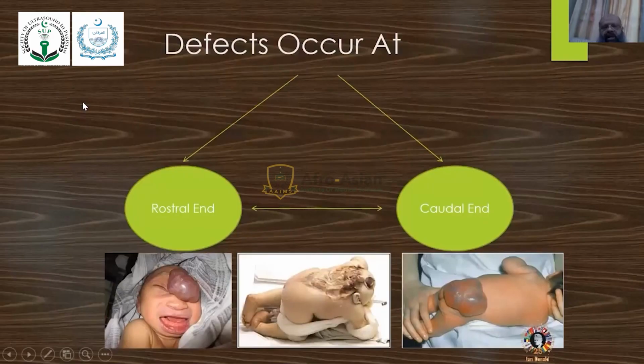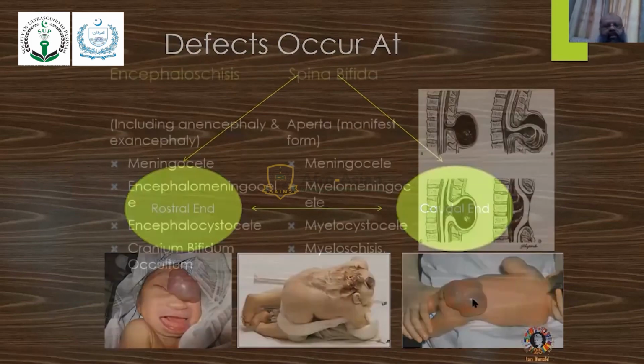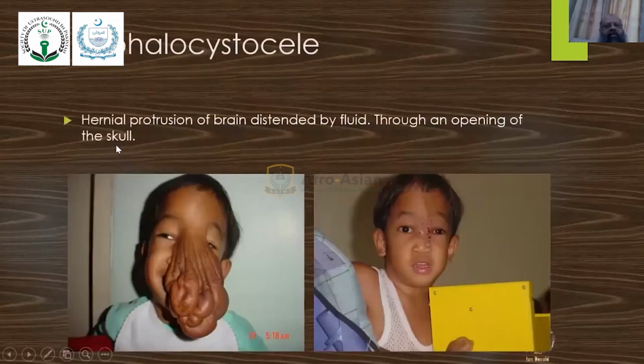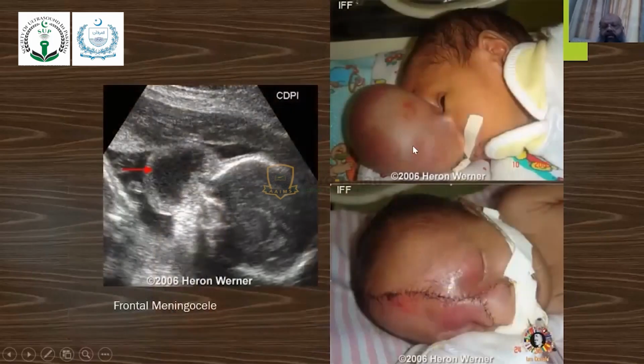There are different defects which can occur at the rostral end, at the spine level. This is the meningomyelocele. We can have encephalocystocele. Look at this, hernial protrusion of brain distended by fluid through an opening of the skull in the frontal area. This was after operation. This is again frontal meningocele, and after it was operated. This is how it appears.